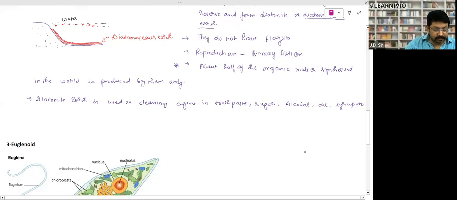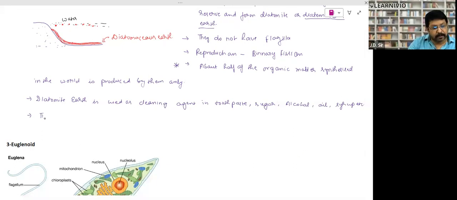And they are also pollution indicators. Last point. They are pollution indicators.